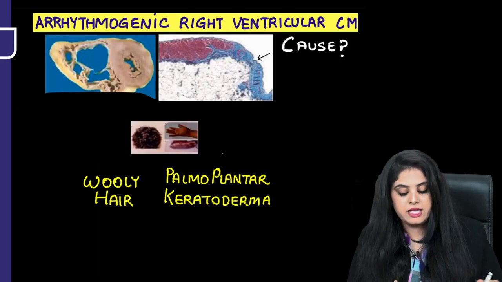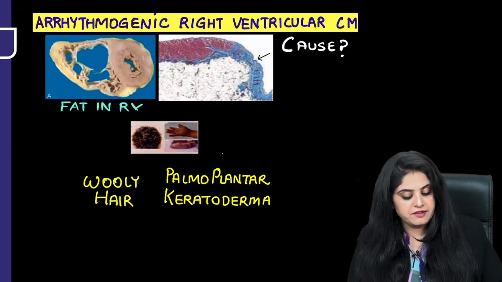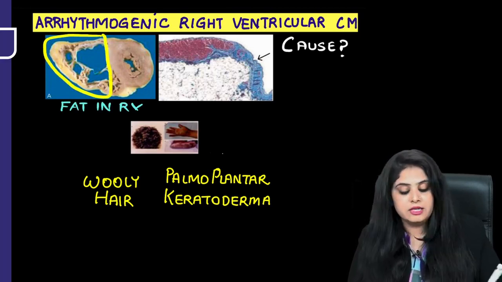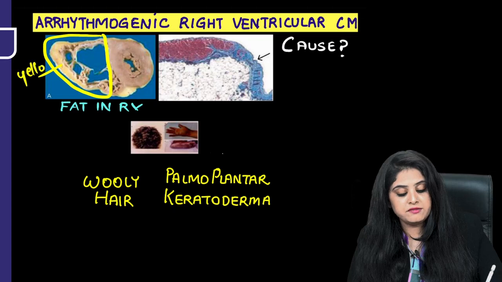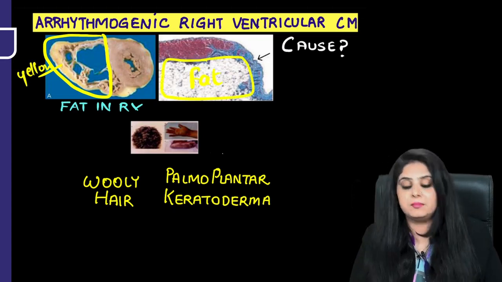Coming to the next one, ARVCM means arrhythmogenic, fine, patient will have arrhythmias, right ventricular cardiomyopathy. So what is happening in the right ventricle? If I see in these cases, look at this right ventricle, it started looking very, very yellow. Why has it started looking yellow? Because it has fat. Similarly, this area is all fat. Fat in the right ventricle has come up. That is arrhythmogenic right ventricular cardiomyopathy.